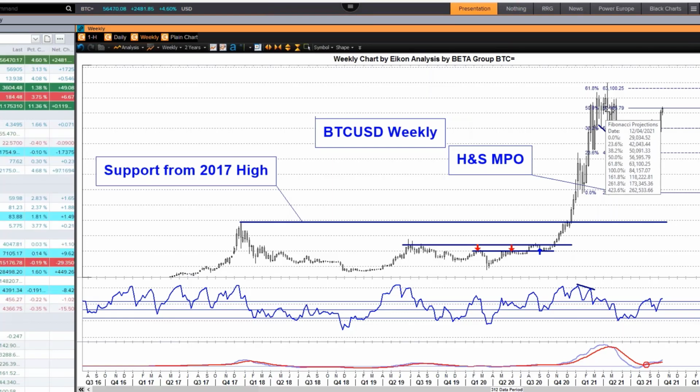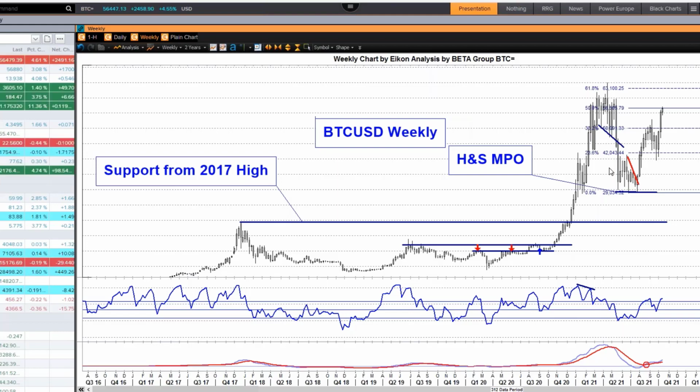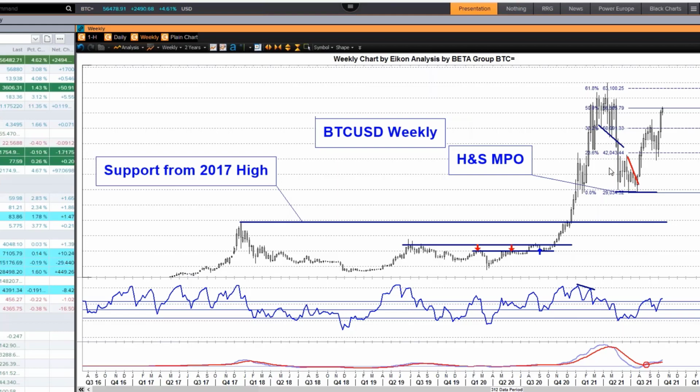You can imagine the psychology that's going to come in. People remember how lovely that was there, and they won't want to miss out on the next lovely move, will they? They'll be charging into it. But the resistance at the all-time high, that's where everybody will pay attention, isn't it? It's a very psychological moment, all-time highs.